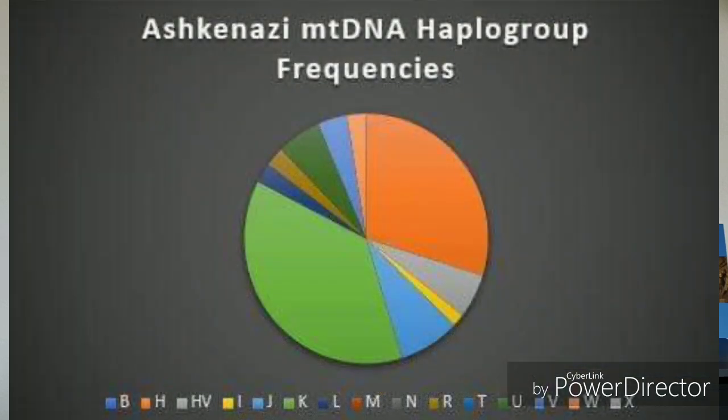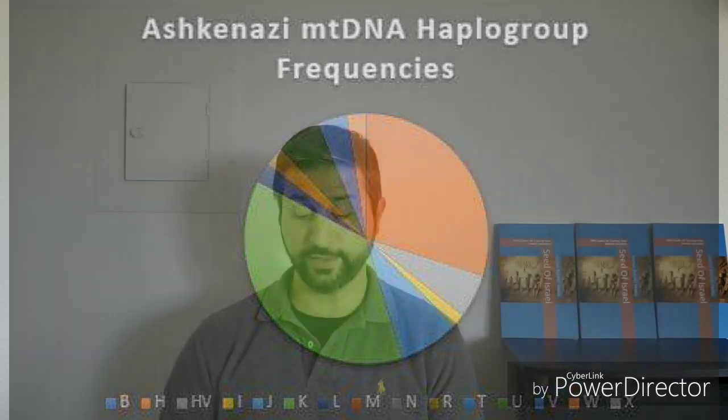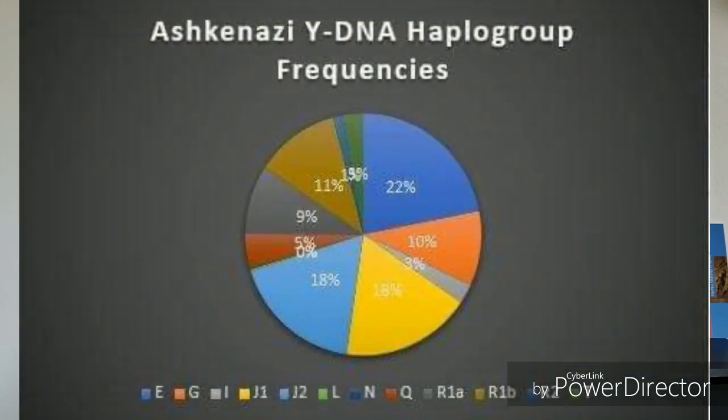The website Levite DNA provides the approximate frequencies of Ashkenazi Jewish Y-DNA and mtDNA haplogroups based upon compilation and analysis of a subset of Y-DNA and mtDNA results reported by Family Tree DNA, FTDNA, as of December 20th, 2018.